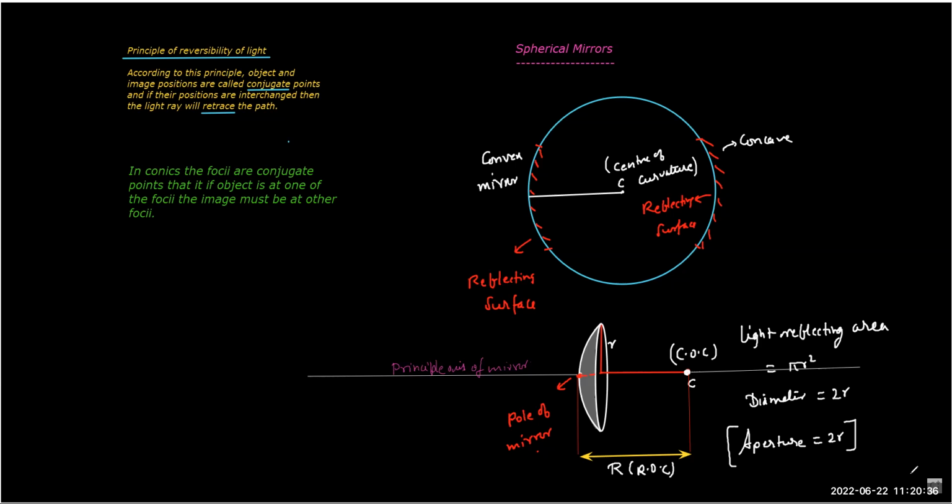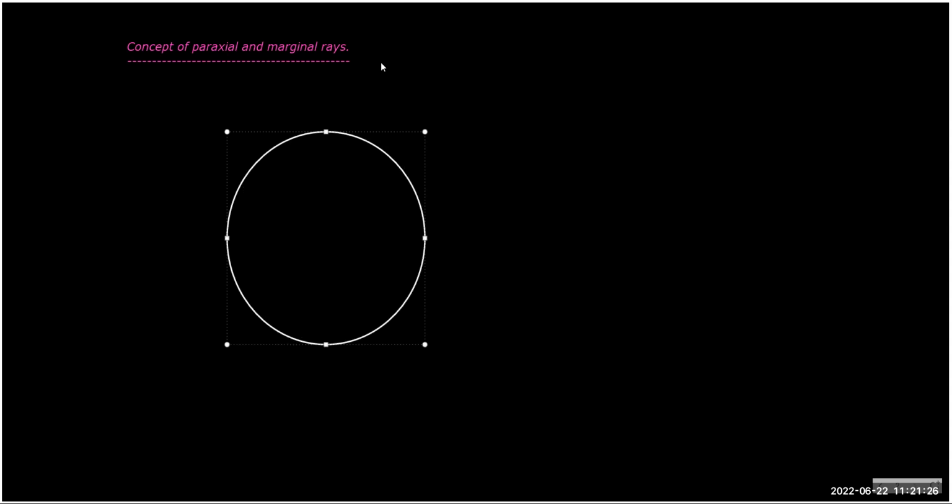So now comes the other definitions. I'll introduce the concept of paraxial and marginal rays. So for every mirror which you create, let's say if this is the mirror, a part of a sphere, which mirror is this? Concave.